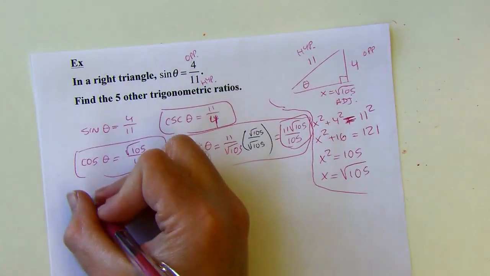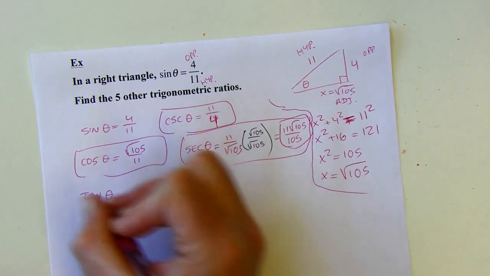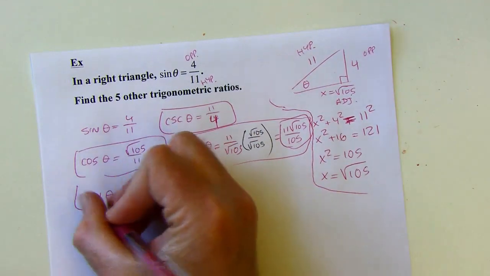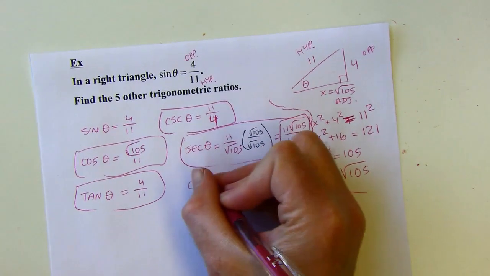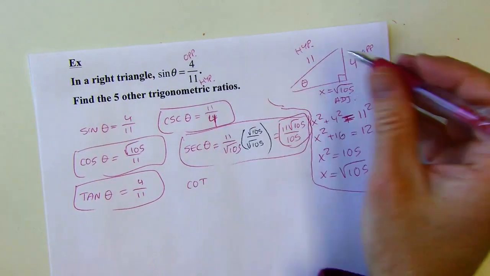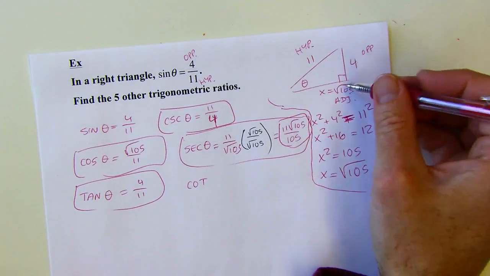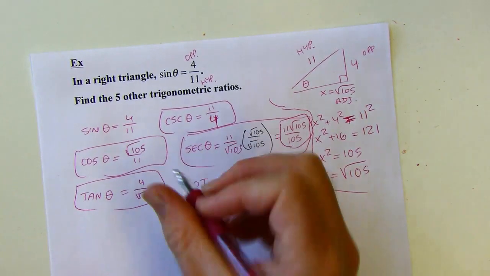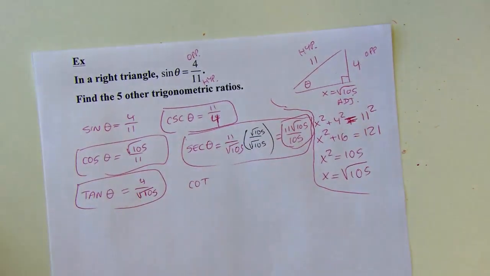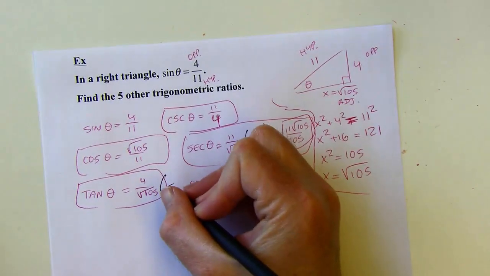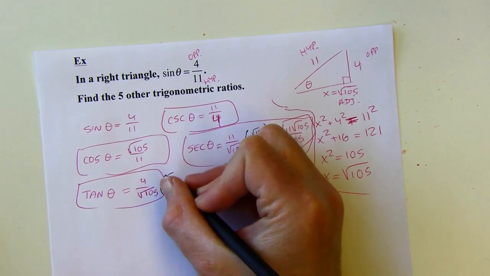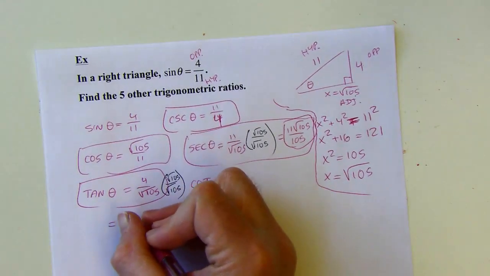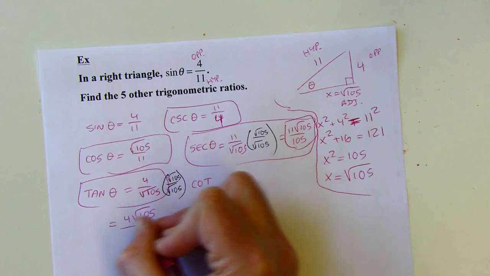And then tangent, opposite over adjacent, 4 over root 105. I'm hurrying because I have a class that's about to come in, and I want to finish this before they do. So this would actually be 4 root 105 over 105.